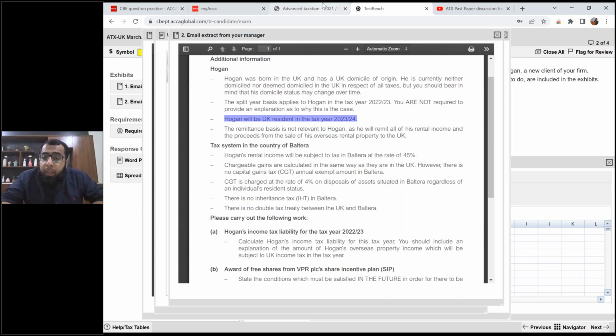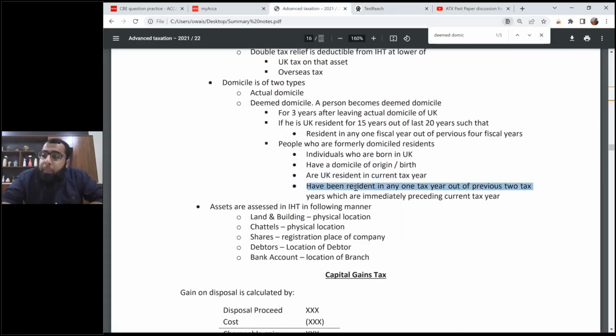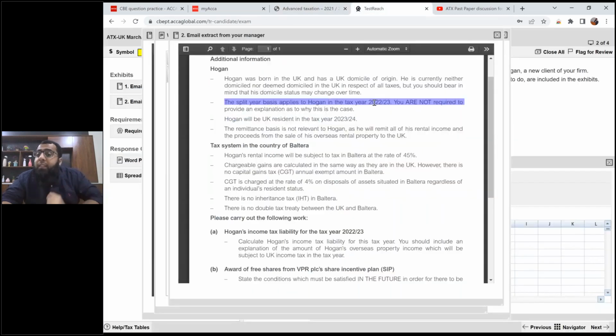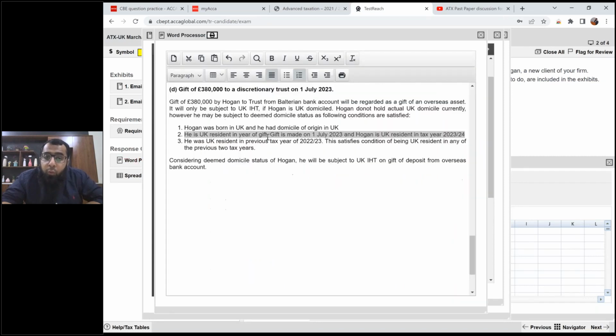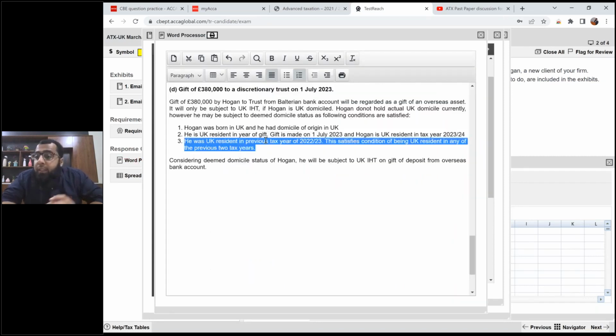And number 4, have been resident in any one of the previous 2 tax years. So yes, he was resident in the previous tax year of 22-23. Sir, if you would have forgotten any one of the conditions, then what would have happened? You would have lost a few marks, like 0.5 or 1 mark.